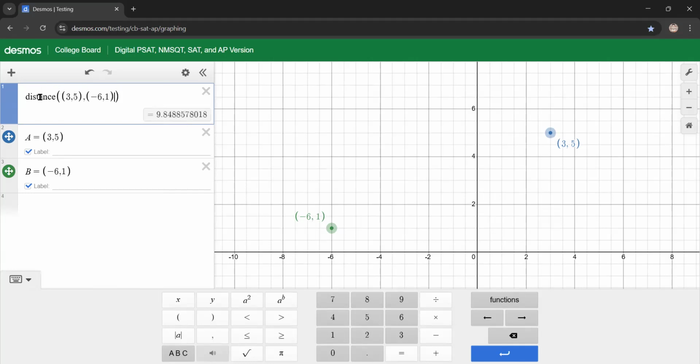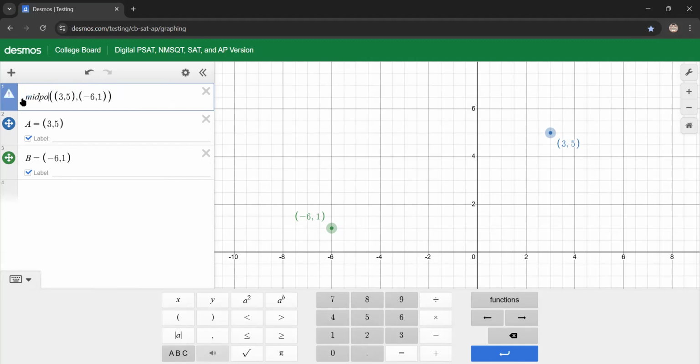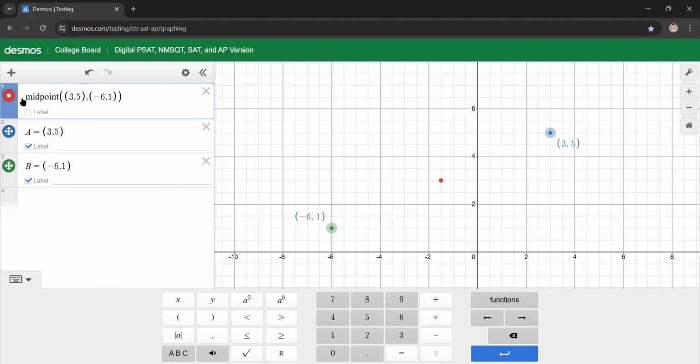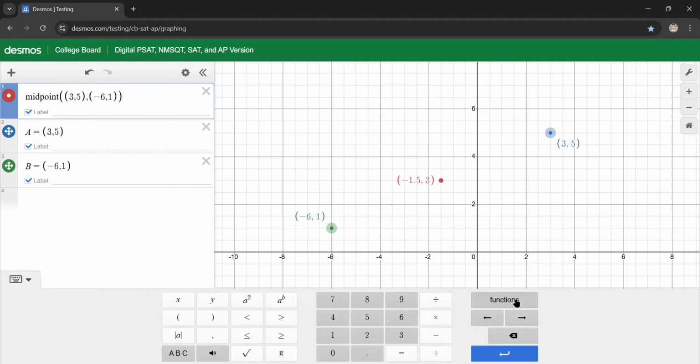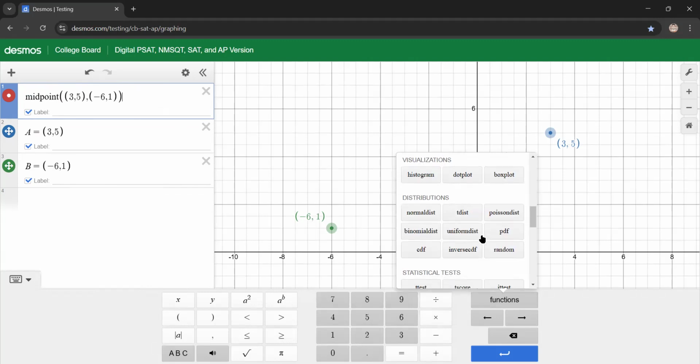Then you have the midpoint as well. Midpoint, P-O-I-N-T. Okay. And I can label it as well. To get the coordinates, it gave me the coordinates. Let's go back and see what else we have.